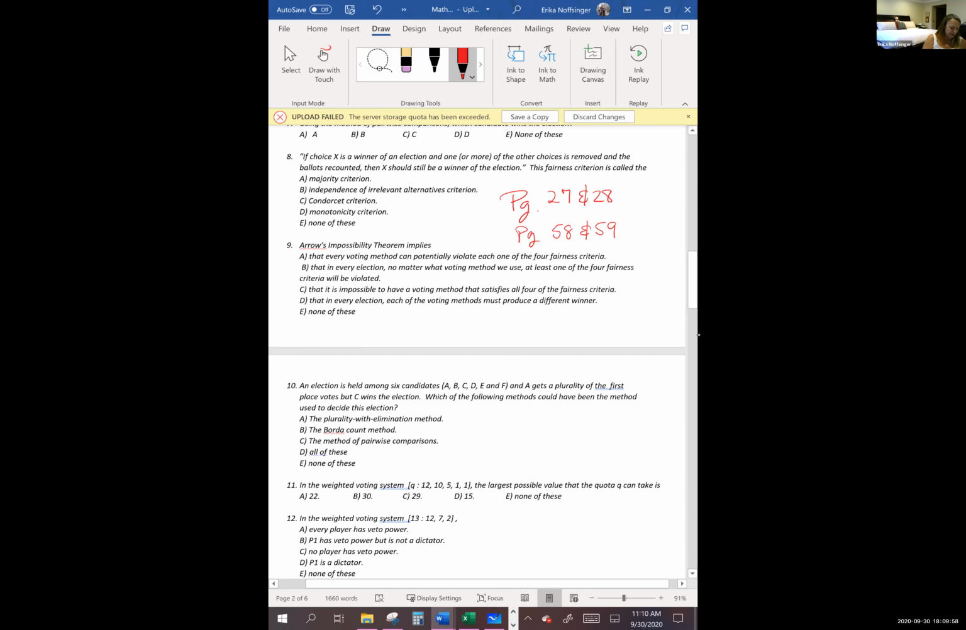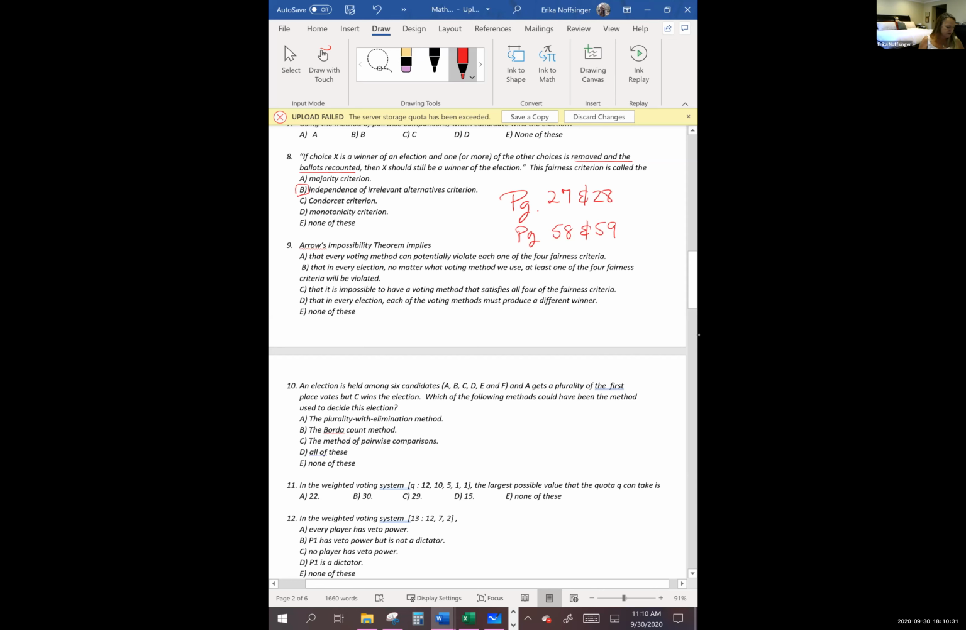Independence of irrelevant alternatives criterion, a criterion that says that a candidate who would otherwise win an election should not lose the election because one of the losing candidates withdraws from the race. Isn't that what it was just saying? Someone withdrawing from the race? Removed and recounted. So that would be the independence criterion.